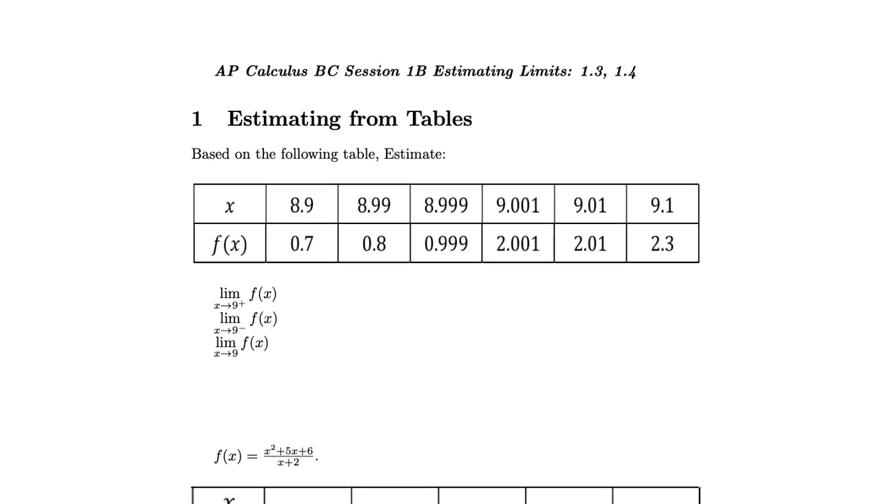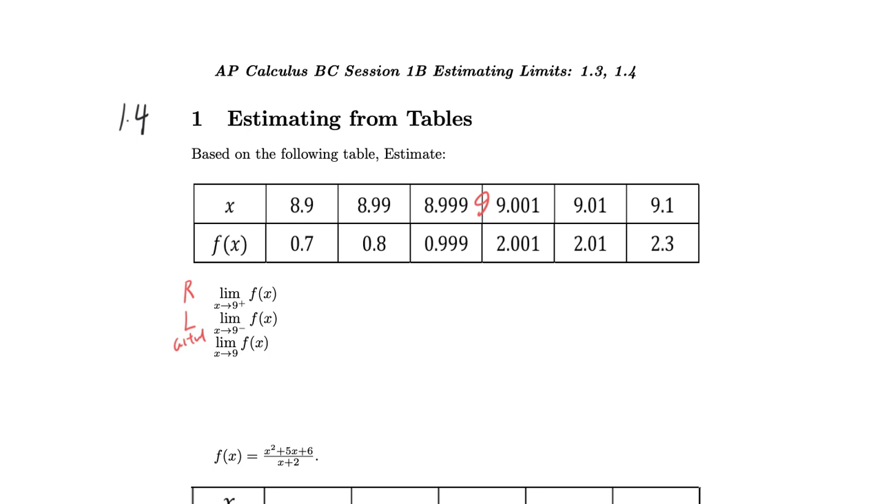So the first skill that you'll be required to know as per 1.4 is estimating from tables. Generally, you're going to be given a table of x and f of x in the neighborhood of an important value. In this case, that important value is x equals 9. The limit as x approaches 9 is the key information that we're trying to figure out from this table. Here we have the right-hand side, the left-hand side, and the actual limit.